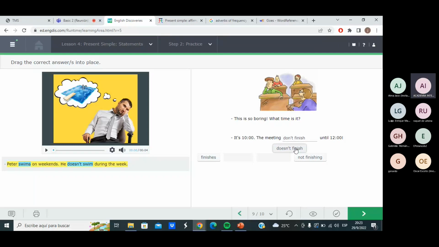Doesn't finish. Okay. We are going to check if it's correct or not, right? Yeah, that's correct. Because, como les decía, debemos de agarrar el contexto de esta oración.